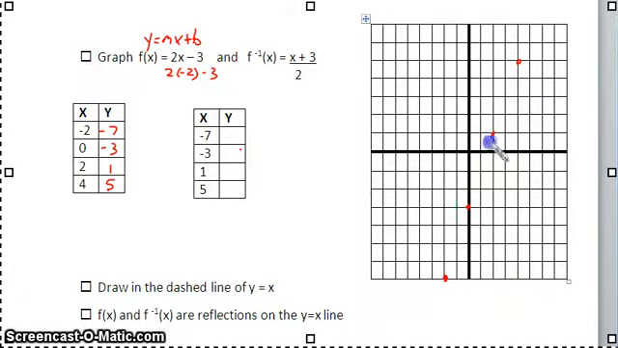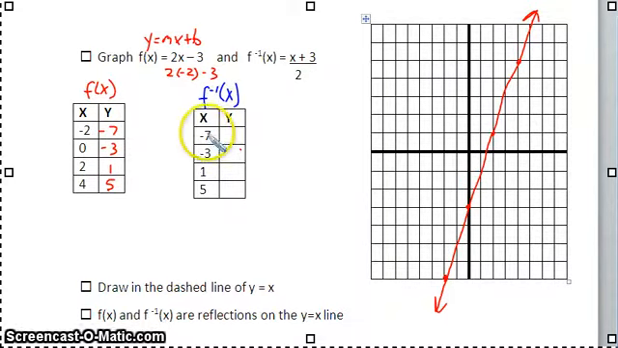So if we connect the dots, extend it off both sides, we'd see that this is what our graph should look like. Okay, let's do the same thing now with the inverse function. So let's label these. This was the f of x. This would be the inverse.